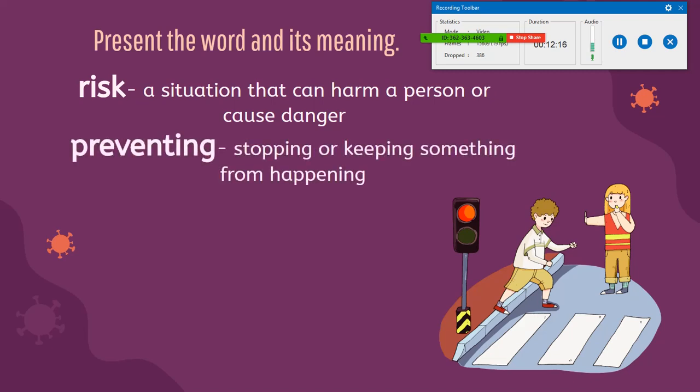Another word that I can associate with the picture is preventing. My sample sentence is, traffic enforcers help in preventing accidents. From the sentence, we can infer that the word preventing means stopping or keeping something from happening. You can also contrast this with starting, which is the opposite of stopping, while the synonym of stopping is preventing.